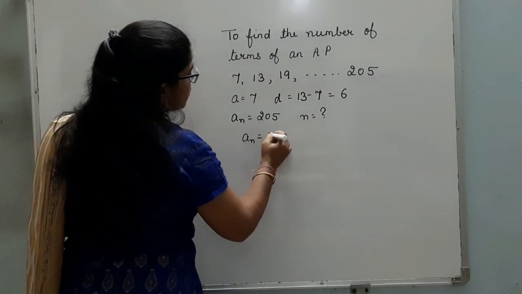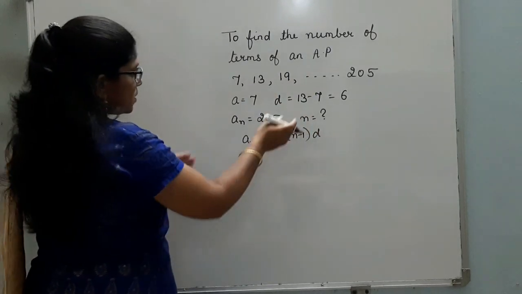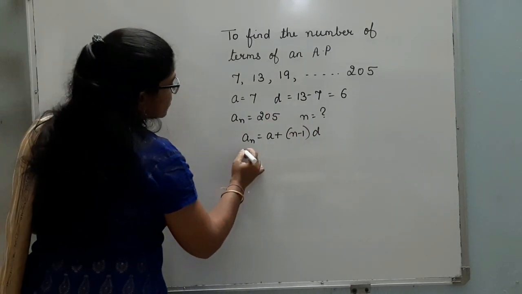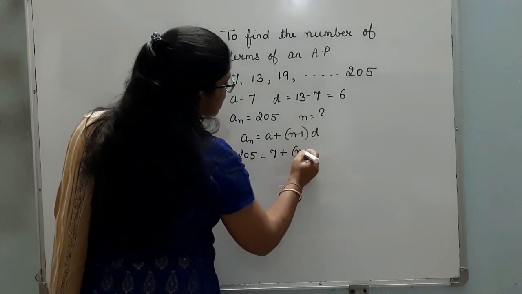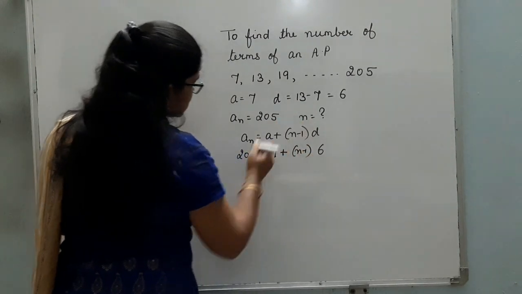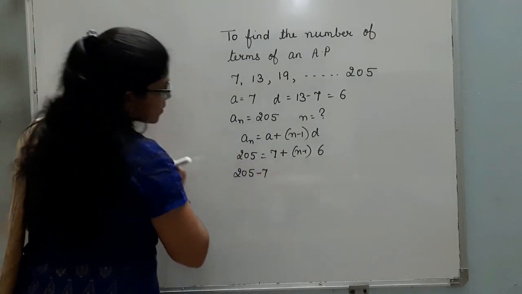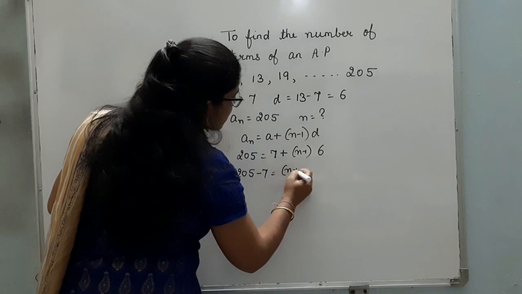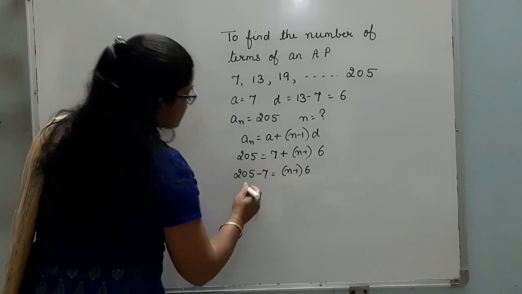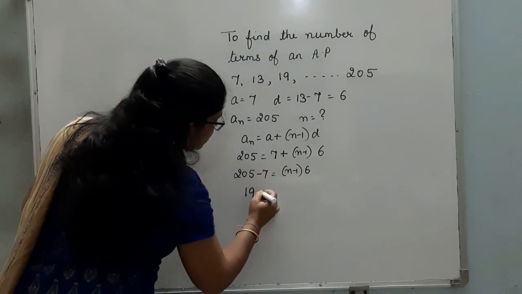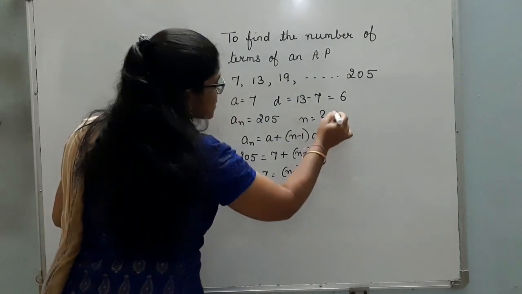We have to use the same formula here. That is AN is equal to A plus N minus 1 into D. Substitute again the known values here. AN is 205 is equal to 7 plus N minus 1 into 6. Let us take this 7 here. So when we shift the numbers, it becomes minus 7, N minus 1 into 6. 205 minus 7 is 198 is equal to N minus 1 into 6.